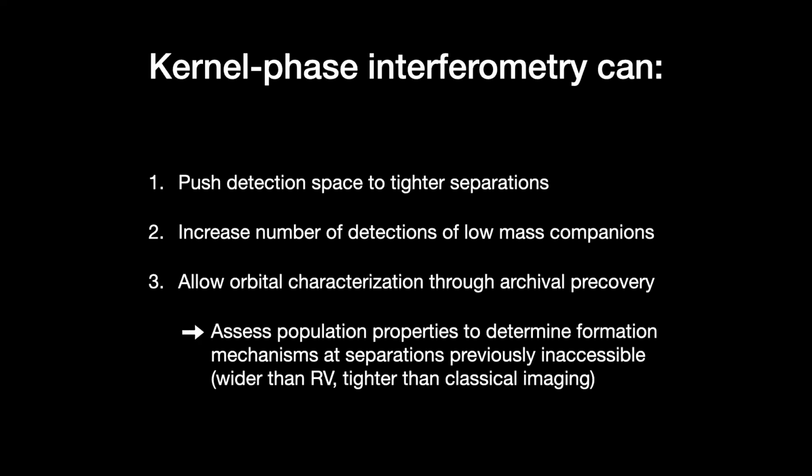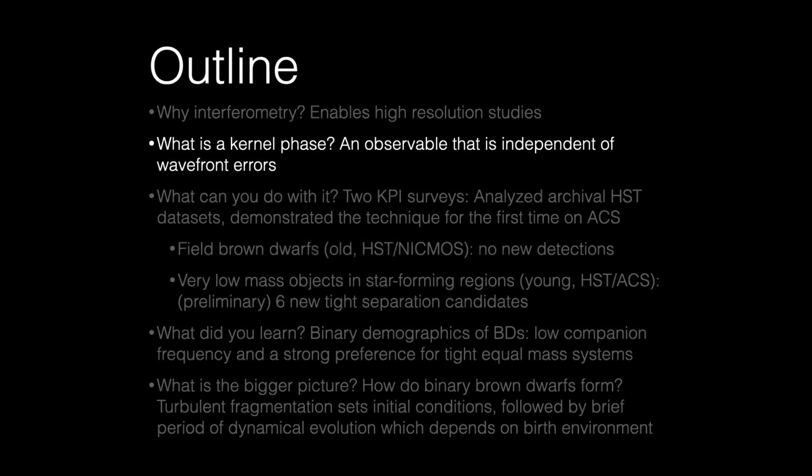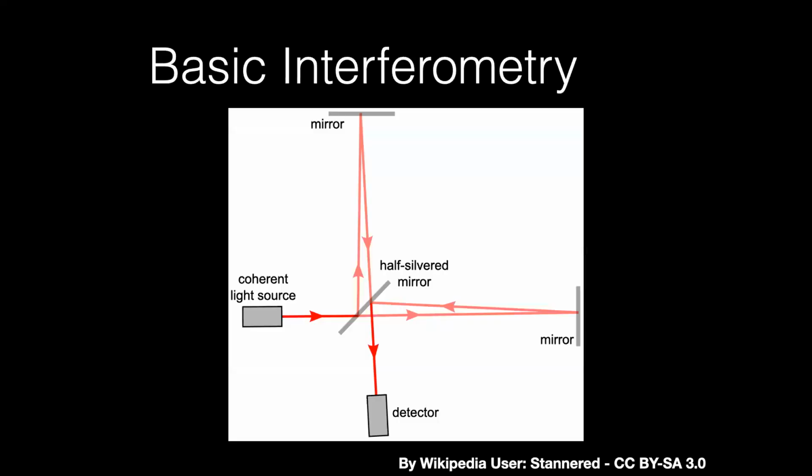So, what is a kernel phase? This is the bane of my existence or the love of my life, depending on how you want to go about it. So, starting off, very basic interferometry. Some of you might recognize this as a Michelson interferometer. This is your basic physics interferometer. You have an incoming light source. It gets split into two different beams that then come back, combine, and are detected.